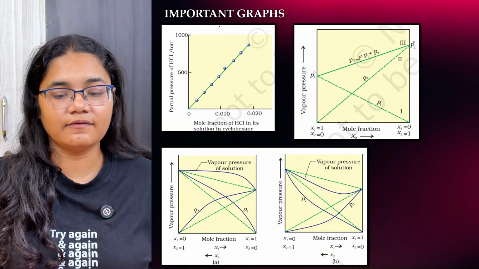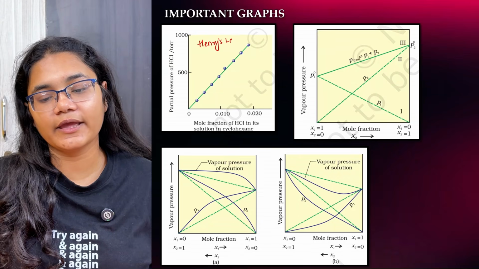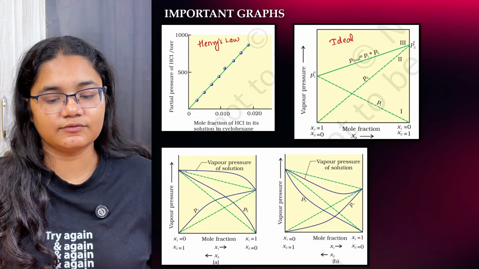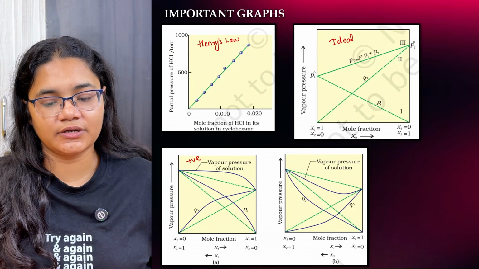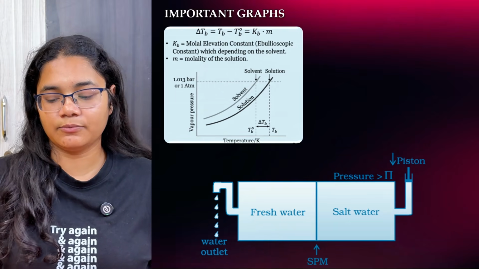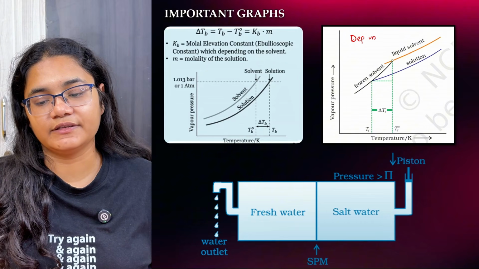Next are important graphs. The first one is regarding Henry's law. Next we have the graph for ideal solutions. Then this one is for positive deviation, and this graph is for negative deviation. Next important graph is for elevation in boiling point. This is depression in freezing point.